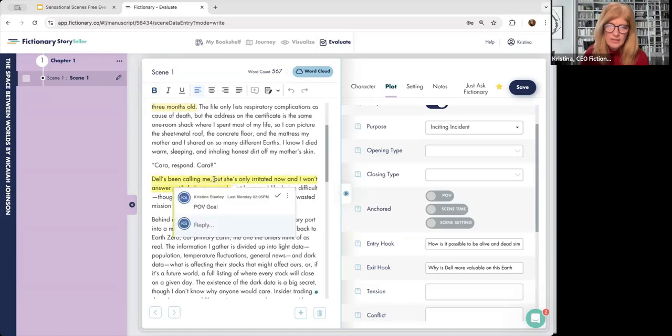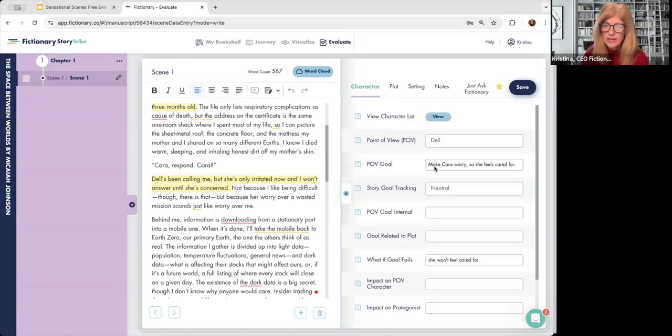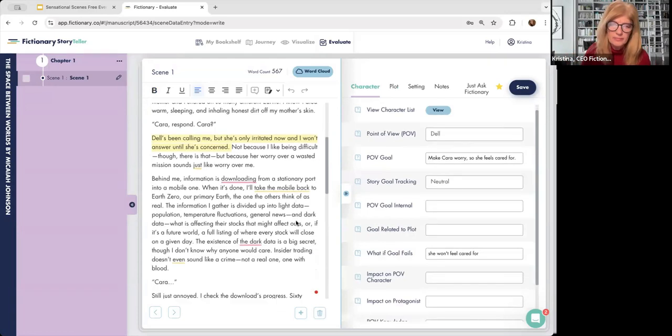Then we have the point of view goal. So here, "Dell's been calling me, but she's only irritated now that I won't answer until she's concerned." So this is on the character tab. So she's trying to make Kara worry. That's her goal right now. And this is already setting up that there's a power dynamic in this relationship.